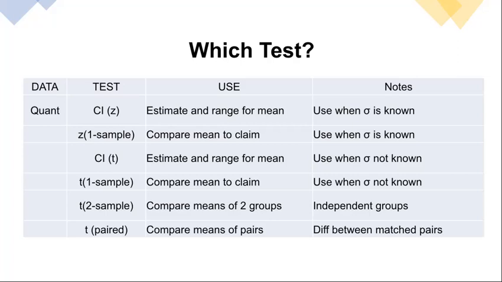We use this when sigma is not known, when the standard deviation is not known. The one sample t-test, we can use it to compare a mean to a claim, and we use this when we don't know the standard deviation. For a two-sample t-test, we use it to compare the means of two groups. They must be independent groups. For the paired sample t-test, we compare means of pairs, the difference between matched pairs. So in this case, our population size would be the number of pairs in our sample.